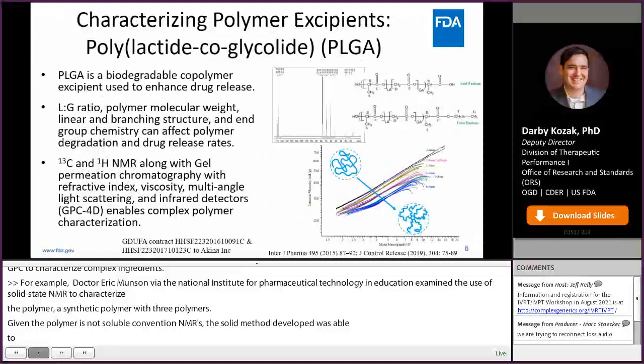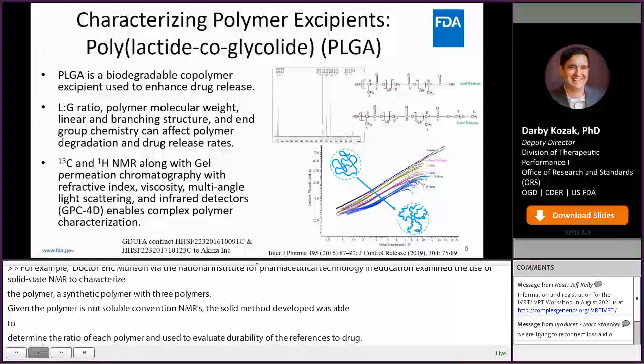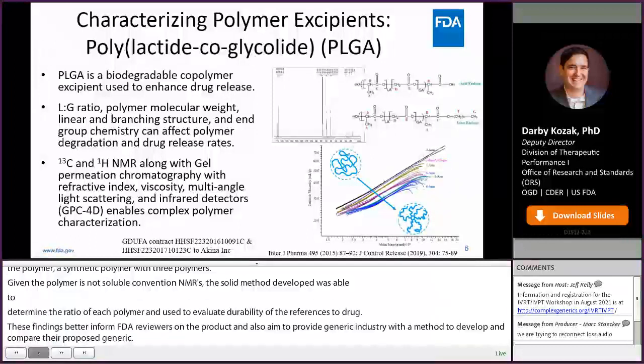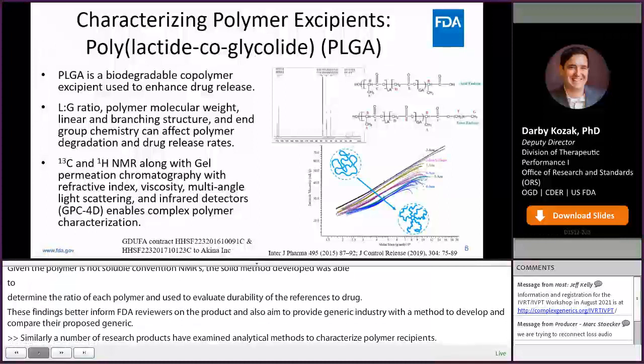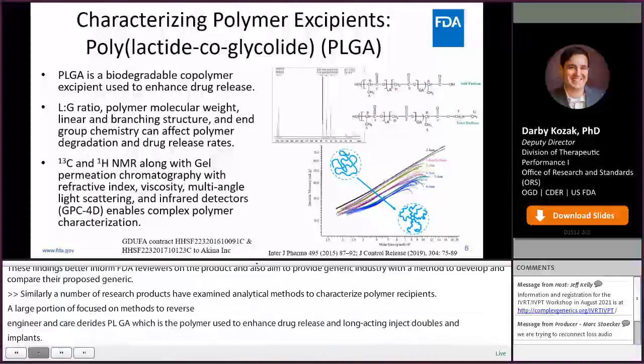Similarly, a number of GDUFA research projects have examined new analytical methods to characterize the properties of polymer excipients. A large portion of these projects have focused on methods to reverse engineer and characterize PLGA, which is a biodegradable polymer commonly used to enhance drug release in long-acting injectables and implant products. These include methods to separate and characterize differences in the polymer molecular weight, L to G ratio, end-group chemistry, and even characterize linear versus branched polymers.